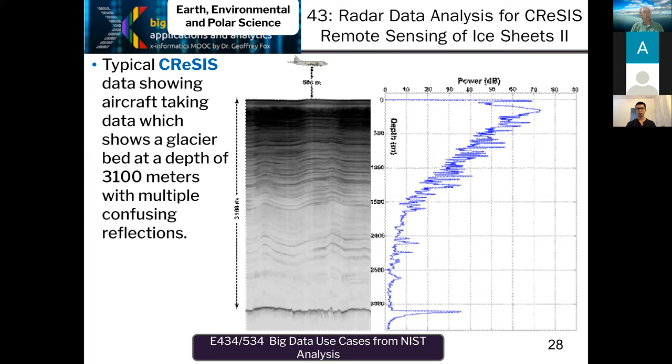And here is actually a reasonably interesting piece of data showing this. Here is an aircraft. Here is the top of an ice sheet.